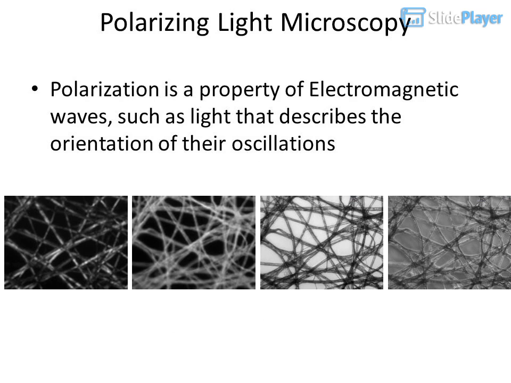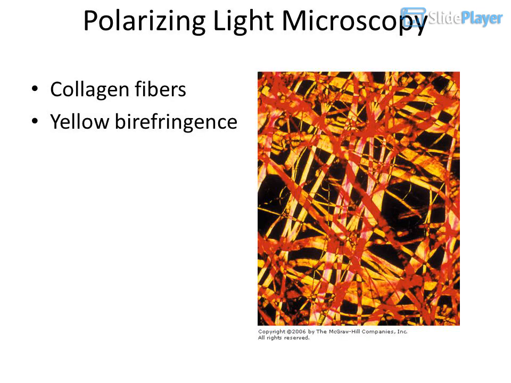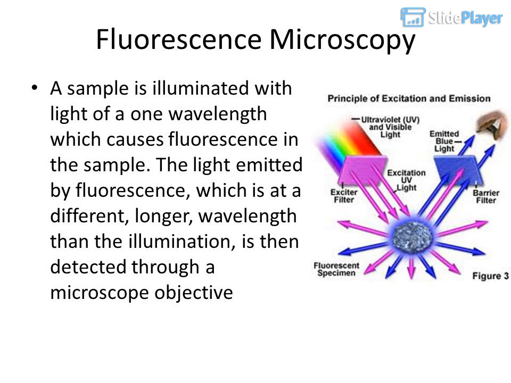Polarizing light microscopy. Polarization is a property of electromagnetic waves, such as light, that describes the orientation of their oscillations. Collagen fibers, yellow birefringence.